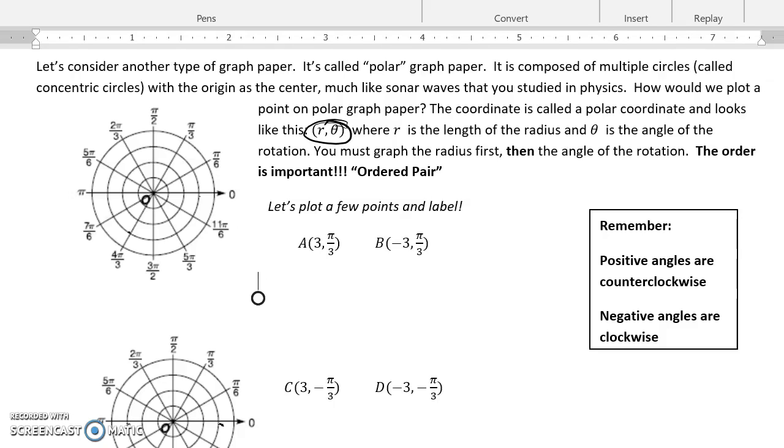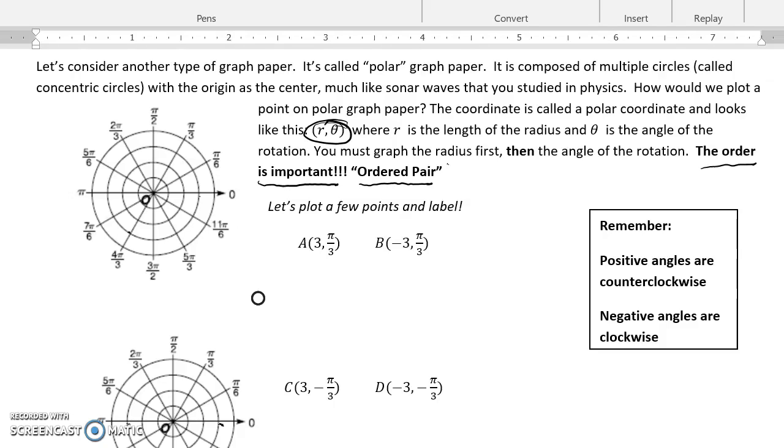(r, theta), where r is the length of the radius and theta is the angle of the rotation. To plot a point that's in polar form, you must graph the radius first, then the angle of the rotation. The order is important. You'll see I wrote that in bold print. The order is important. That's why we call it an ordered pair. Let's plot a few points and we'll label them.